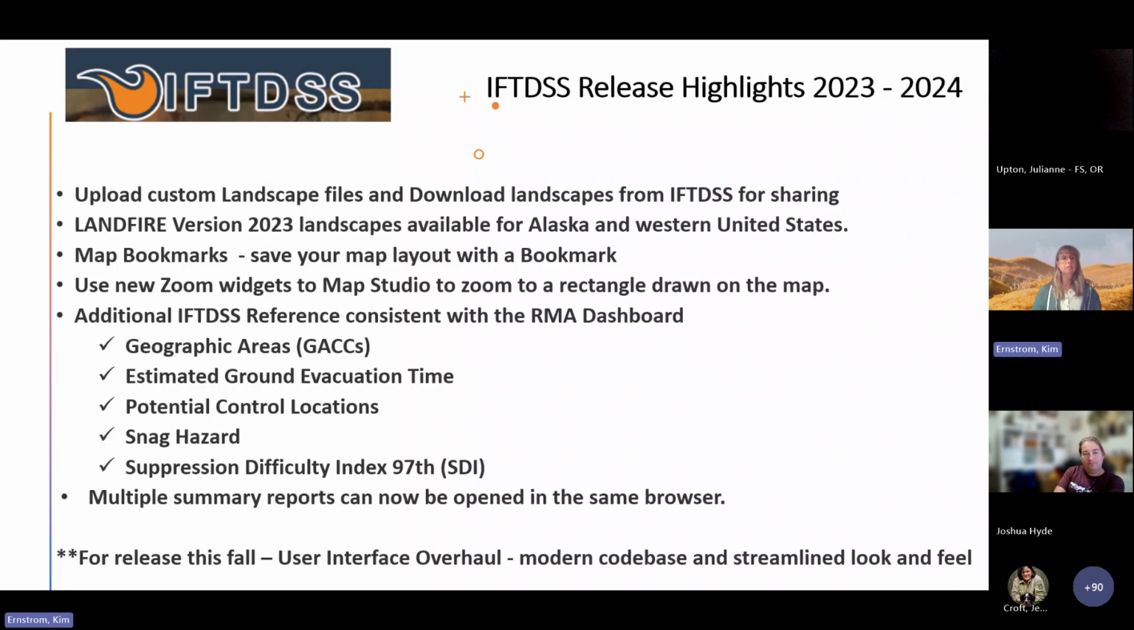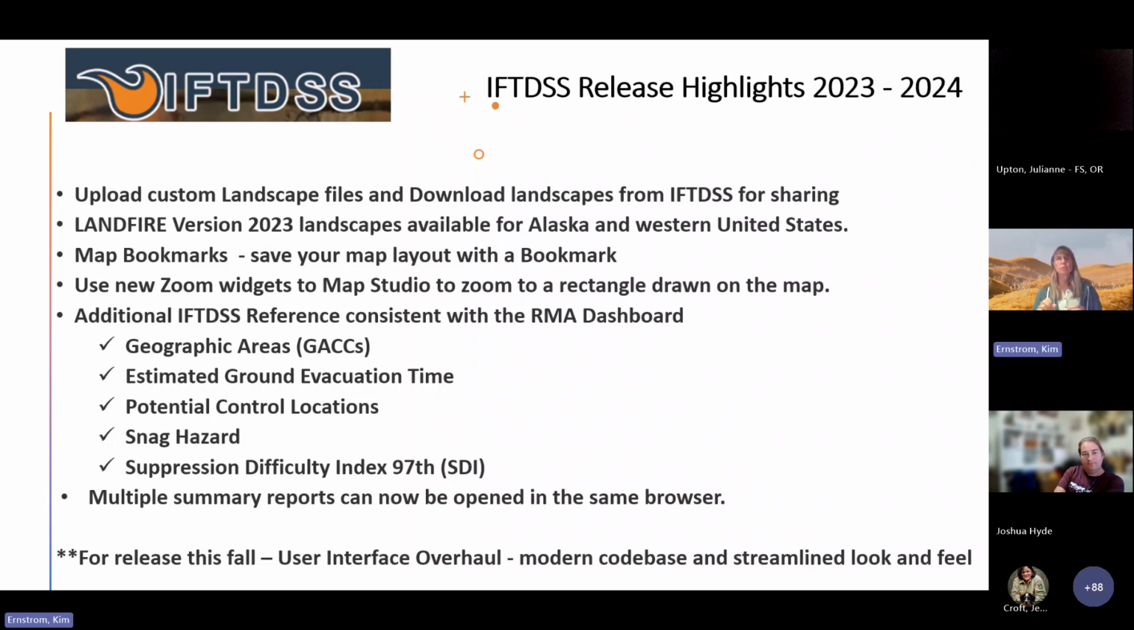Map bookmarks, this is something we did a little while ago, but I wanted to remind folks because sometimes people forget that it's in there. So if you have set up your map in the Map Studio, you can get it all set up the way you want it. There's a little icon in the Map Studio. You click on that, you can save your map bookmark. So you can always come back to that map layout. You don't have to rebuild it every single time now, which is one of my favorite little new tools.